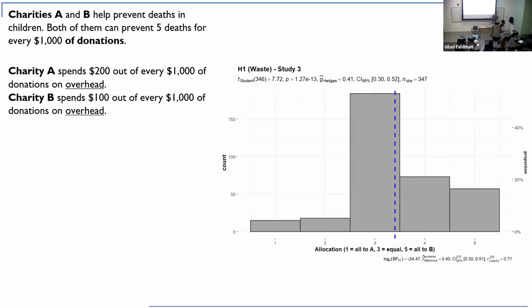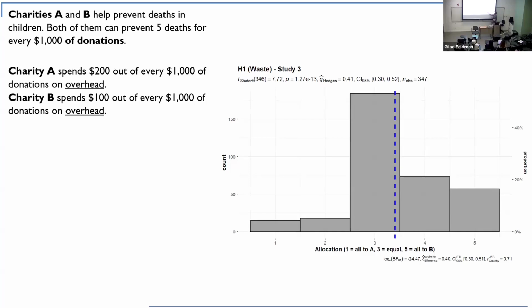So what is it that we found? It's not as big of an effect. You can see it's a little bit more balanced. It's a little bit closer to the midpoint, and here it's 3. So 1 is all to A, 3 is equal, and 5 is all to B. You can see that there's a smaller deviation to the side. And when we look at the effect size, the Hedges G is only 0.41. So it's about half of the impact of the previous one. But still, people don't want to contribute to overhead. Not as much as advertising, but they still don't want to contribute to overhead.